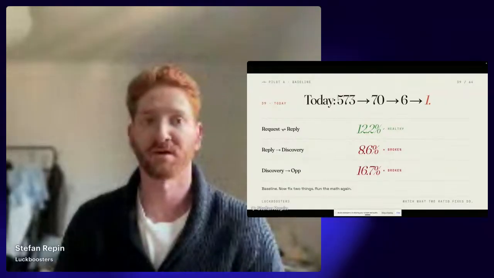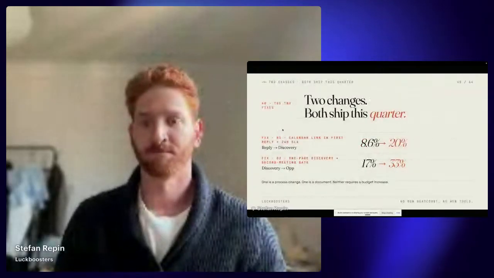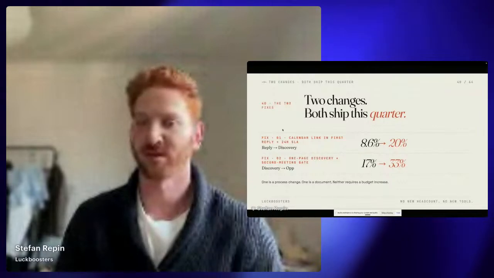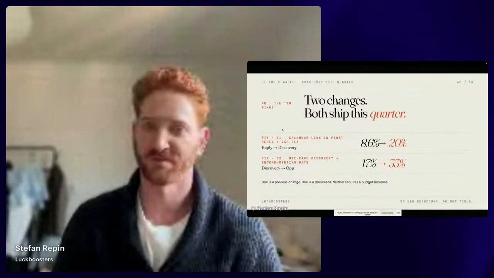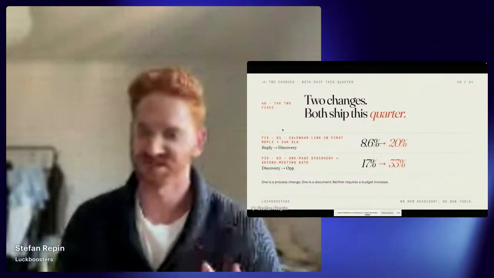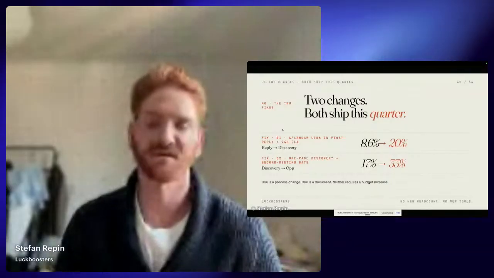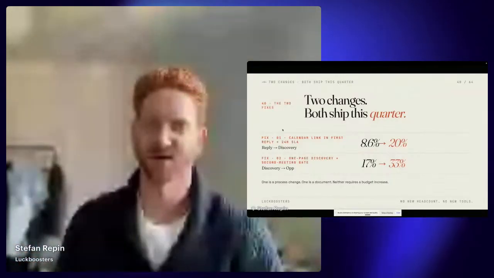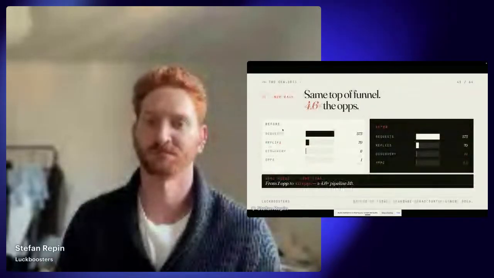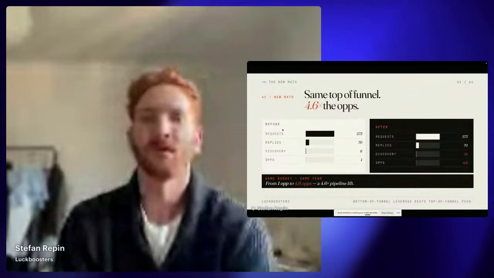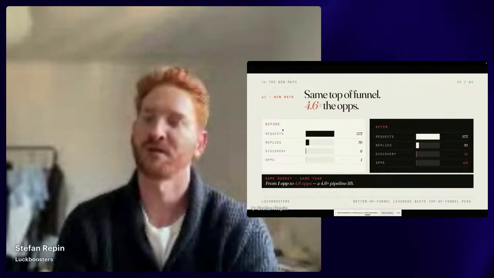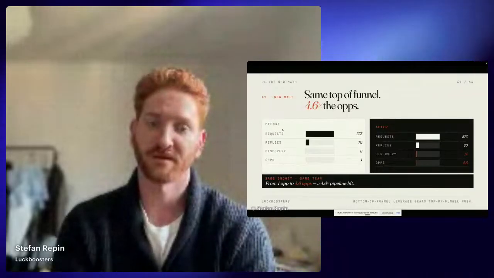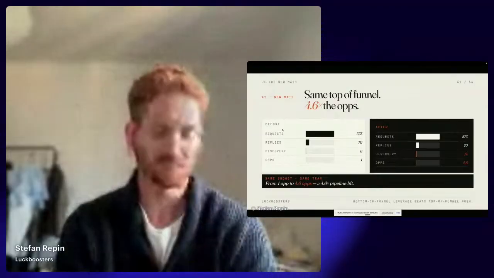You'll get better numbers or worse numbers depending on where you're at. So we did the few fixes that we had in our postmortems, and this is what we got. We got from reply to discovery from 8.6 to 20%. We got from discovery to opportunity from 17 to 33%. You don't need to invest millions of dollars into more demand, but just by fixing this, thinking about it strategically, you can get to where you want. Same type of funnel, same amount of requests, but 4.6 times the opportunities. It's a big pipeline lift. Just look inside your funnel.